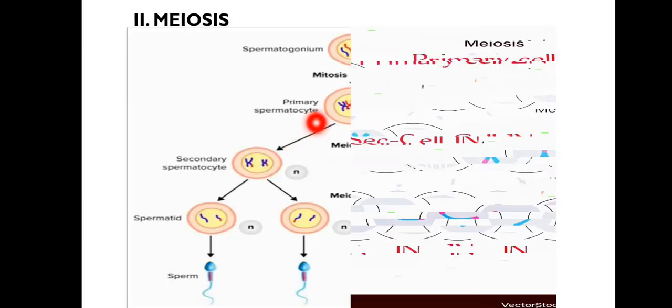So that's what you are seeing here. You've got a primary spermatocyte. It undergoes meiosis 1. It reduces the number of chromosomes from 2N to N, and then it forms a secondary spermatocyte. This secondary spermatocyte undergoes meiosis 2 and forms what? Spermatids. Okay, so these spermatids are going to be 4 of them: 1, 2, 3, and 4. Okay, that's what happens. So remember, we said spermatogenesis involves 3 phases.